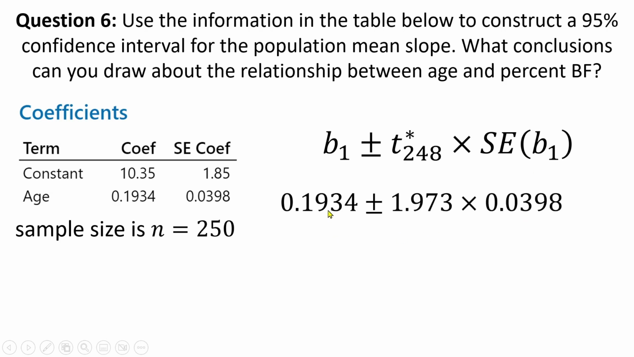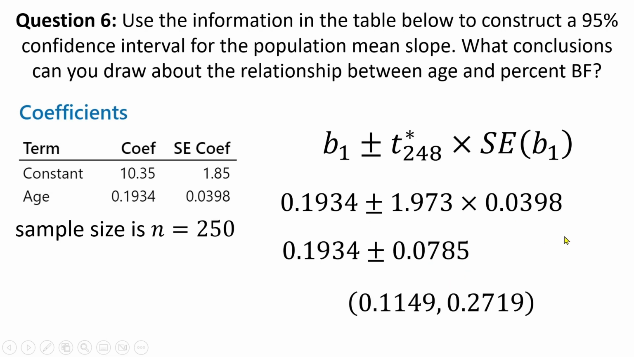And so here we just take values from the table. You can see that the point estimate is 0.1934%. The standard error of that model coefficient is 0.0398. And then here we have our critical value from the table. And so we can then calculate the lower and upper bounds for our interval.